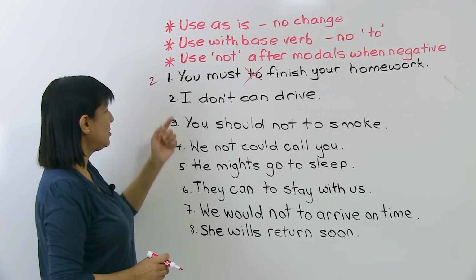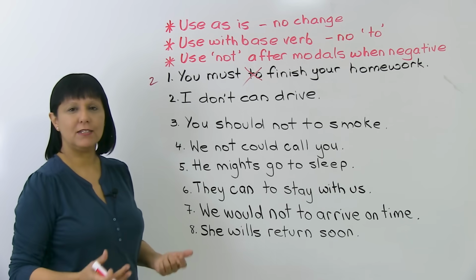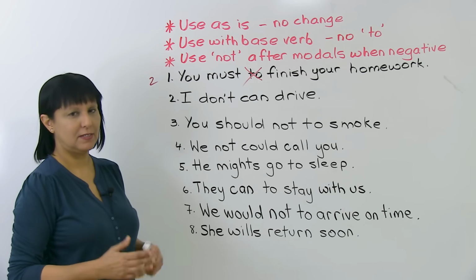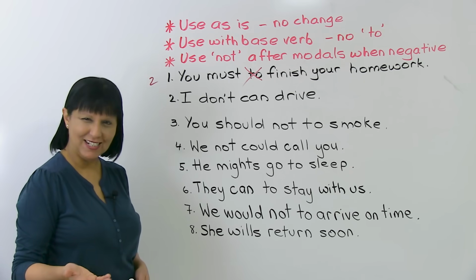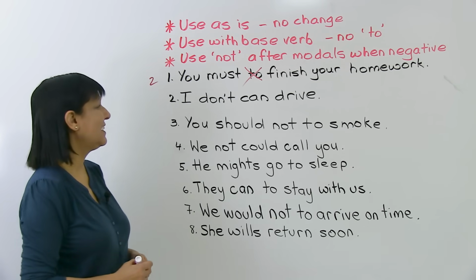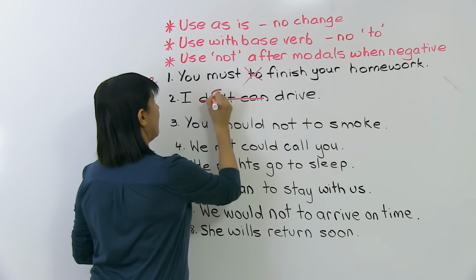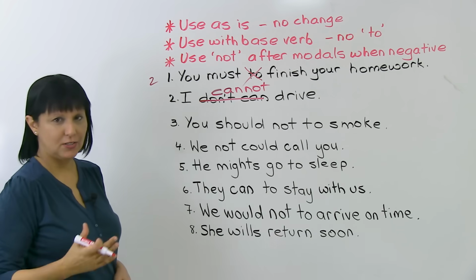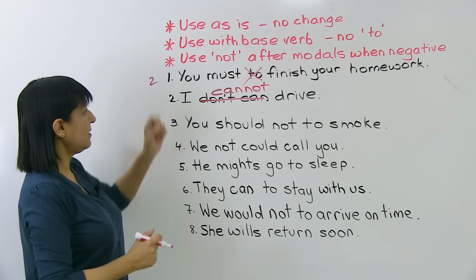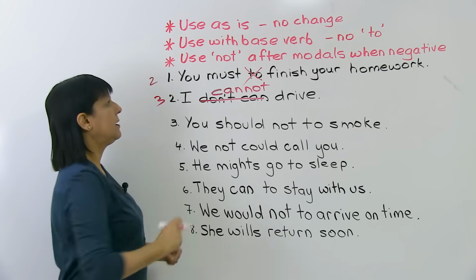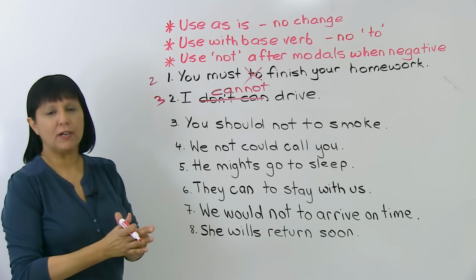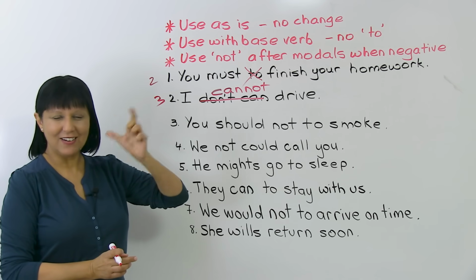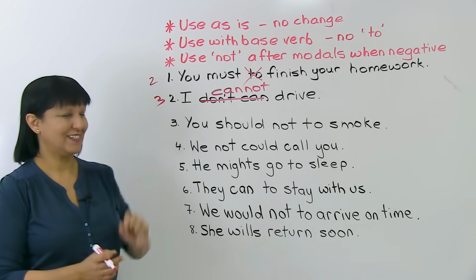That's it. Number two, I don't can drive. I don't can drive. That's wrong. What should it be? I cannot drive, okay? That's what we said here in the third rule, right? That just use not when it's negative, all right? And remember, with the word cannot, it's one word, all right?